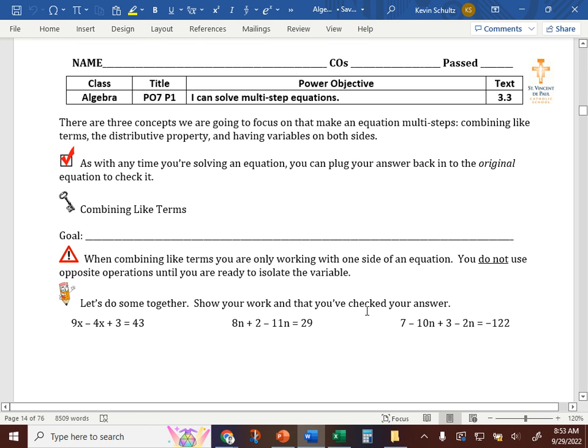Good day, Algebra. We are starting PO7. Is this the last objective of our unit? Did I say? No, it's not. PO7 P1 and PO7 P2. Oh, there's a part. Okay. So we're getting to the end.